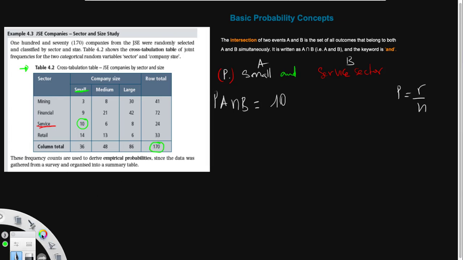170, which I'm going to represent maybe with a brighter color. So we have 170. Therefore, we will do 10 divided by 170. And from there, take your calculator, you should get 0.0588. So in other words, if I round off, we have a 5.9% chance of finding a company that is small and that is within the service sector. So this is a clear explanation of how an intersection would look.